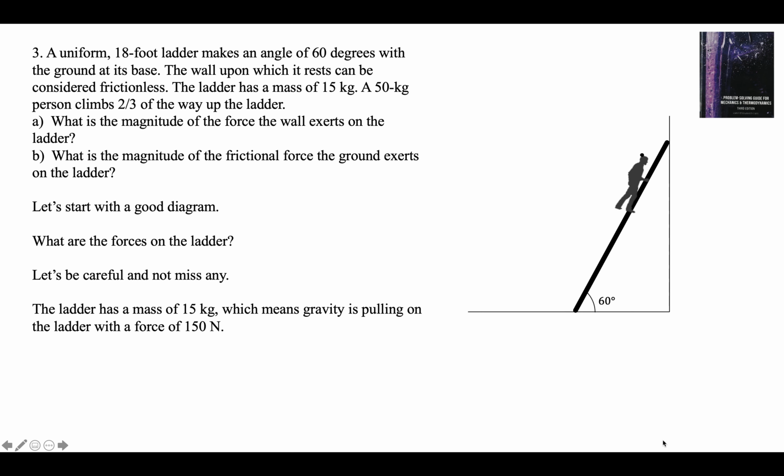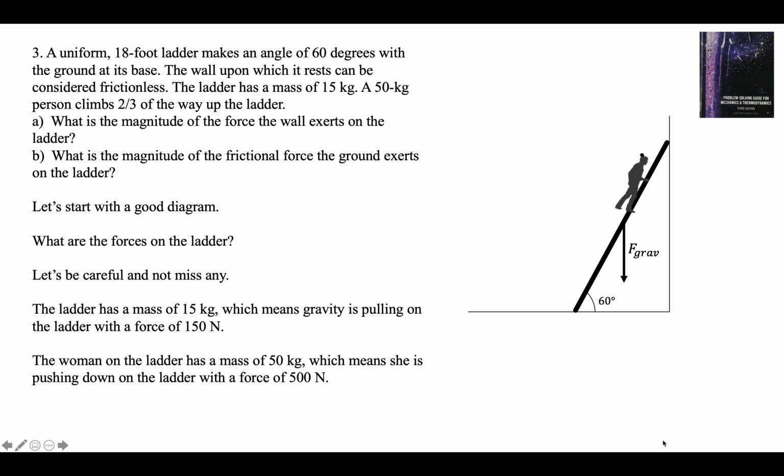Let's be careful. The ladder itself has a mass of 15 kilograms, which means gravity is pulling on it with a force of 150 newtons, the weight of the ladder. The woman on the ladder has a mass of 50 kilograms, which means she's pushing down on the ladder with a force of 500 newtons. These are the forces on the ladder.